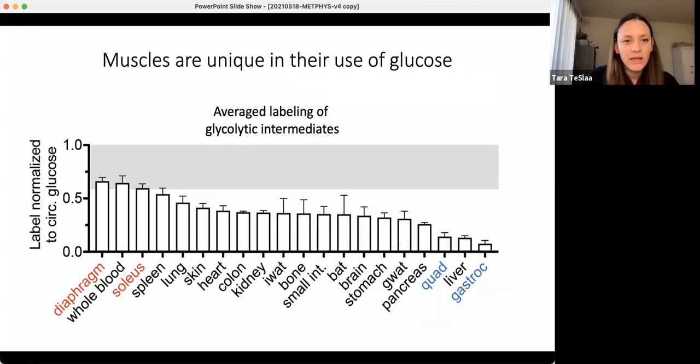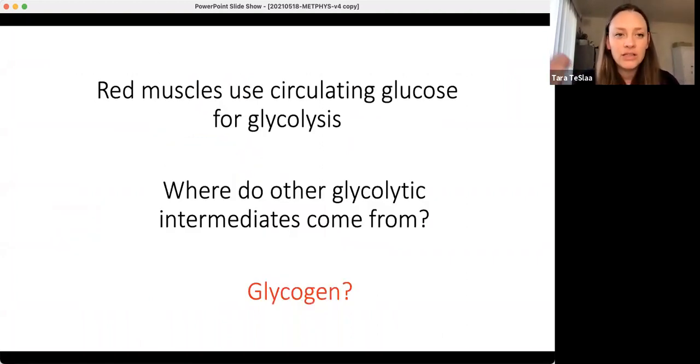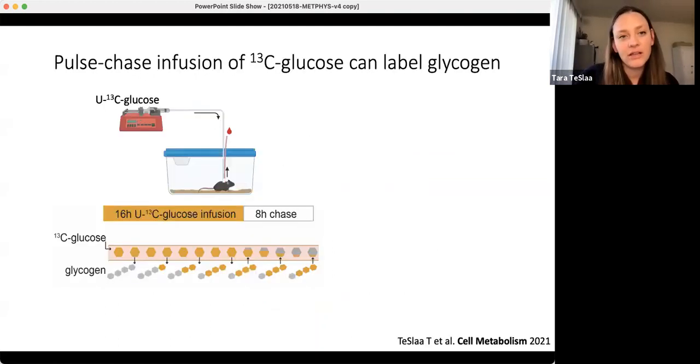So the next question we had was, what is the source of these other glycolytic intermediates in tissues? And one obvious source is glycogen that is stored in the tissue. So in order to look at the contribution of glycogen to tissue glycolysis, we needed a way to trace glycogen. However, because glycogen is a polymer that is stored within tissues, we cannot just infuse labeled glycogen intravenously. So we needed to come up with a strategy to measure the contribution of glycogen to glycolytic intermediates.